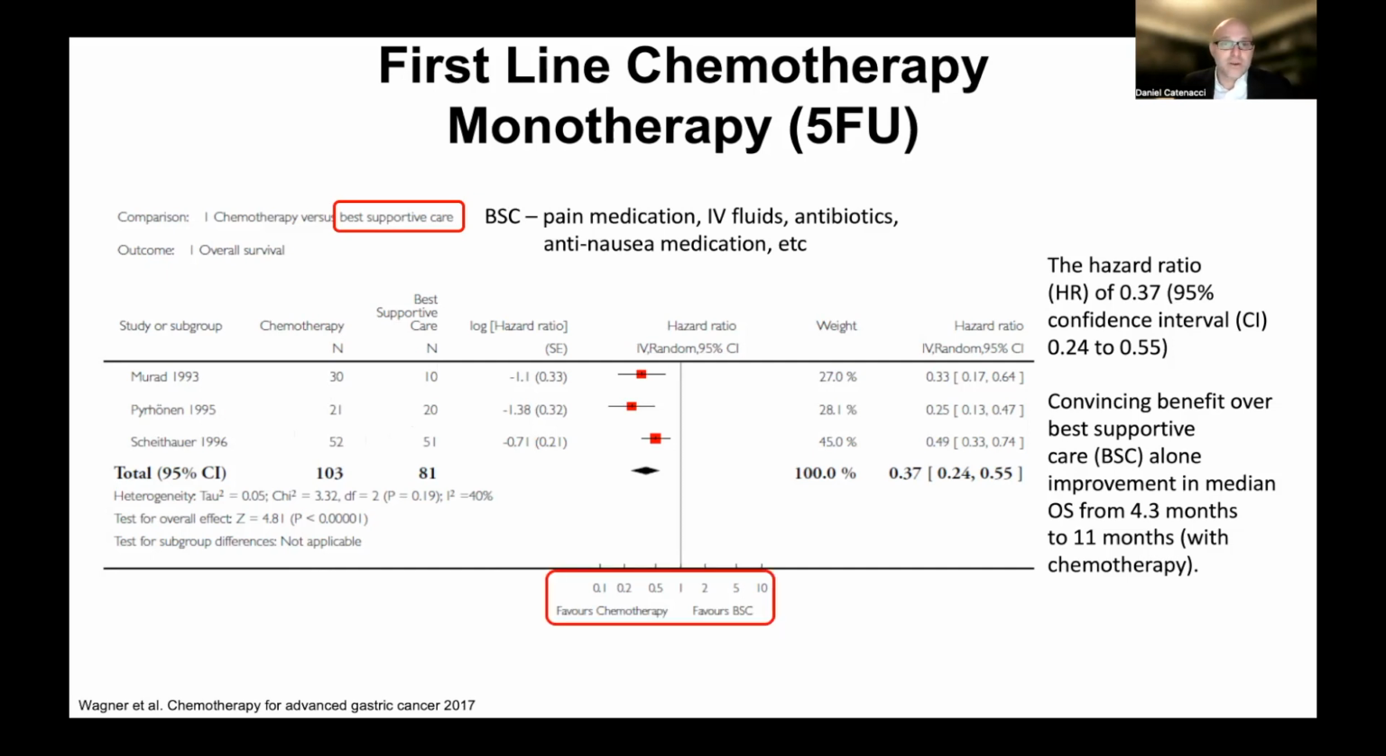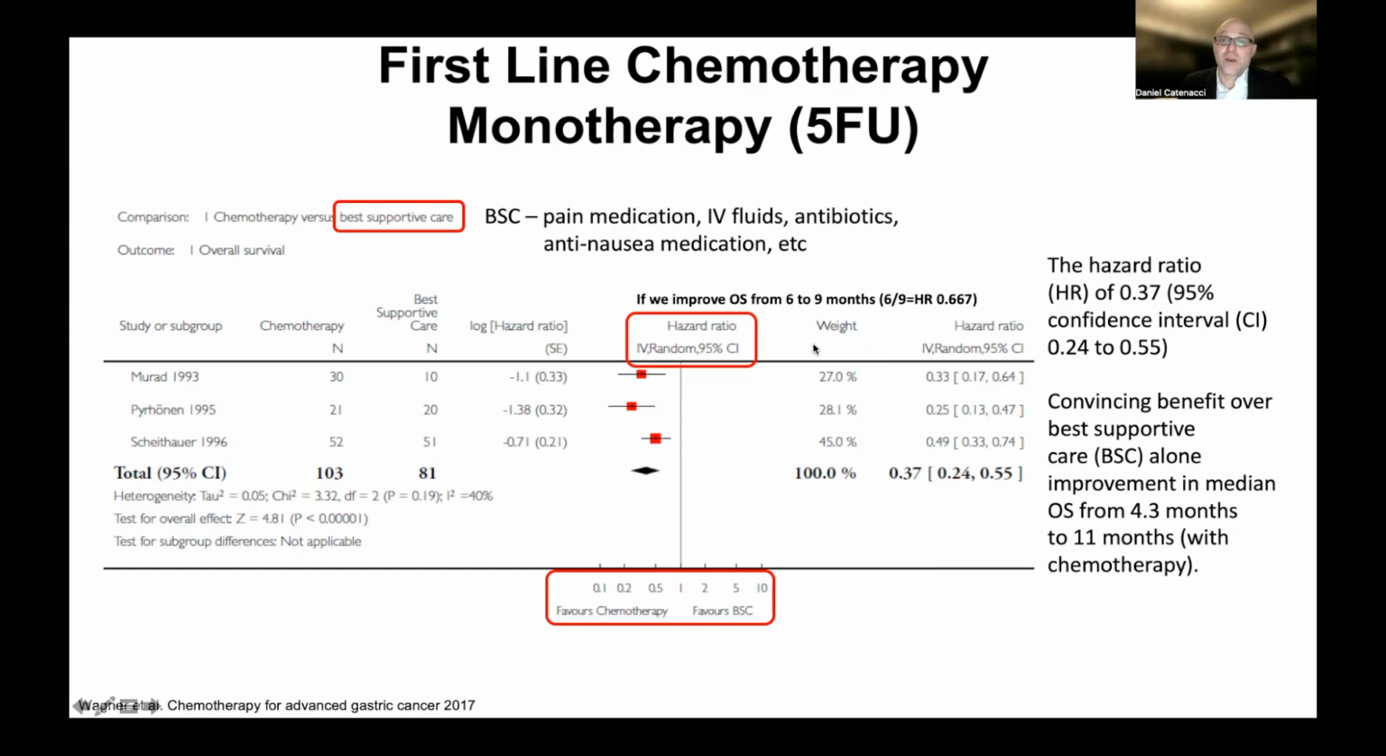The next thing we learn from this figure is something called a hazard ratio. A hazard ratio is really looking at what is the comparison of the two groups and what is the outcome. So in this study, we're comparing chemotherapy to best supportive care. And if the hazard ratio is 0.667, what is that indicating? That's indicating that the therapy is better.